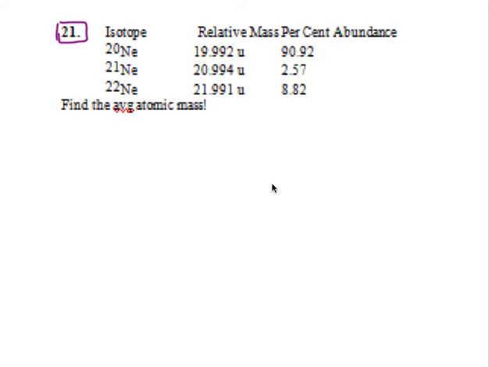So looking at this data, it has relative masses of our different isotopes, and then over here it's got the percentage abundance of those isotopes in nature. So this is the same as doing kind of a weighted average. If you look, our isotopes are neon 20, 21, and 22. The actual mass of neon 20 is 19.992.